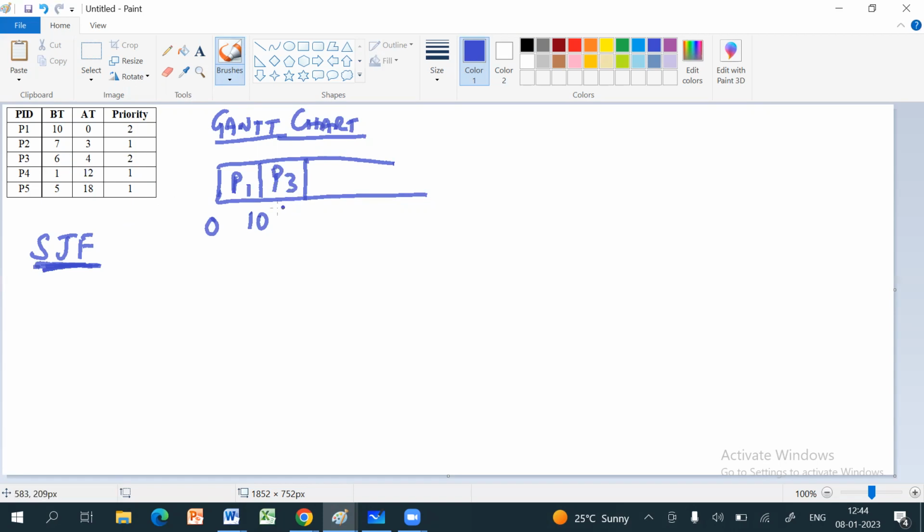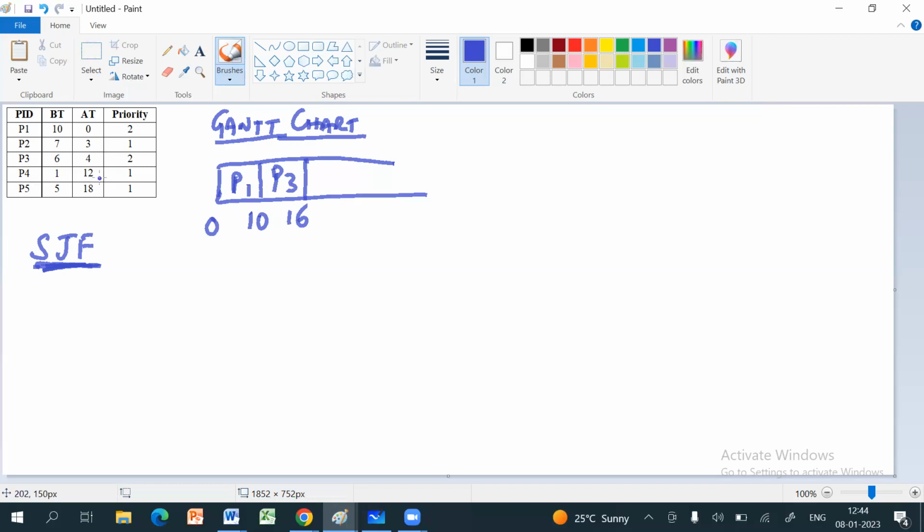Because this is non-preemptive, it will be allowed to continue its execution and complete. P3 has a burst time of 6. So starting from 10 plus 6, which is 16. Right now, the current time is 16. And now you are able to see that in the queue, P2 hasn't yet been scheduled, because P3 was given a chance. So P2 was in the waiting queue. The current time is 16.